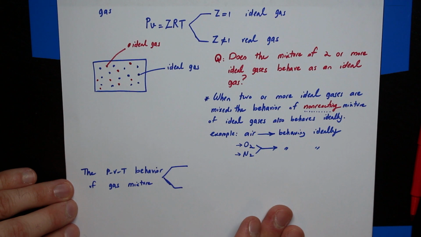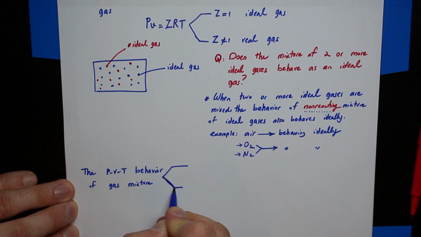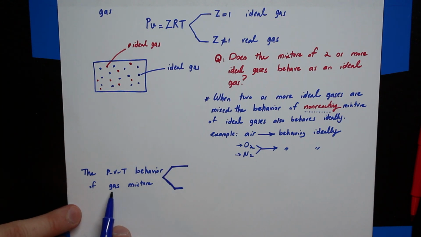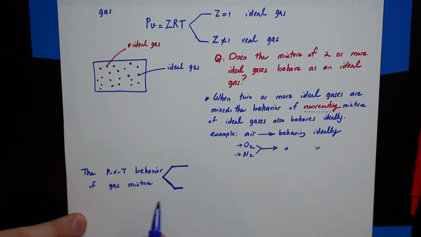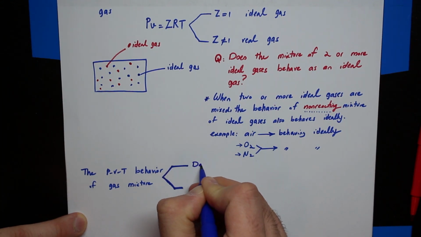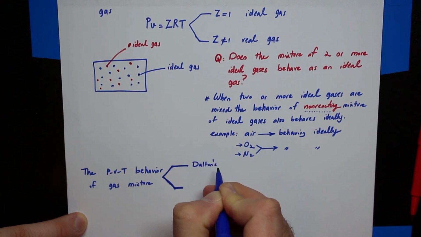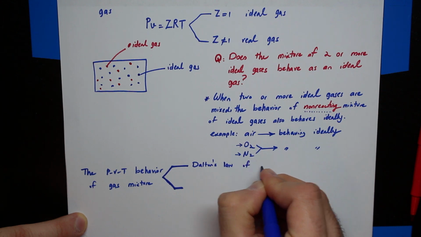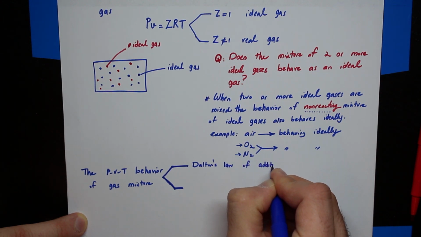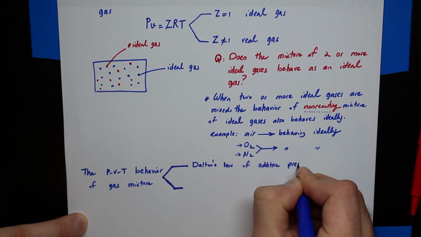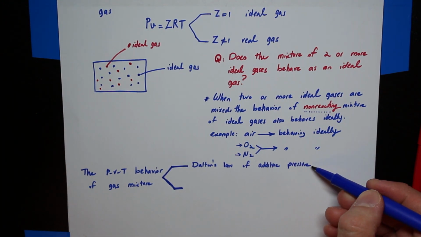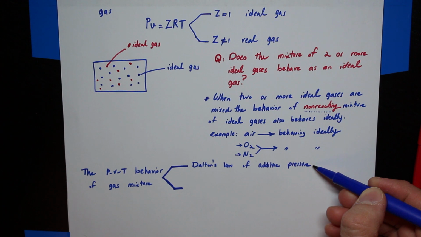In one approach, we can just treat them by adding up the pressure of each component to obtain the pressure of the mixture. Okay, and that will be called Dalton's law of additive pressure. So what we are doing in this approach is just adding up the pressure of each component to obtain the pressure of the mixture.